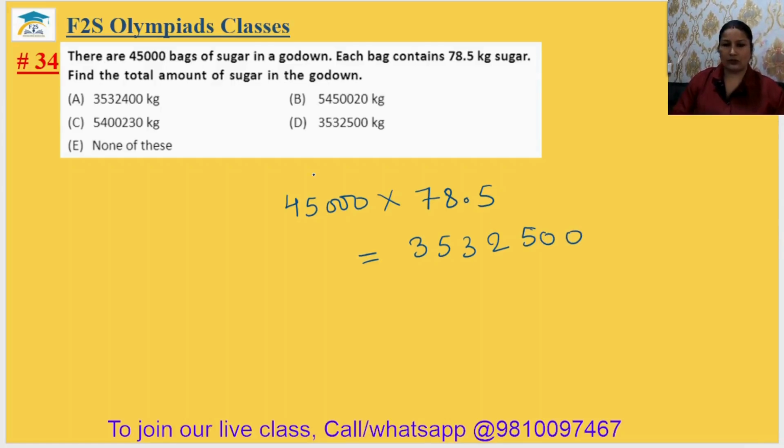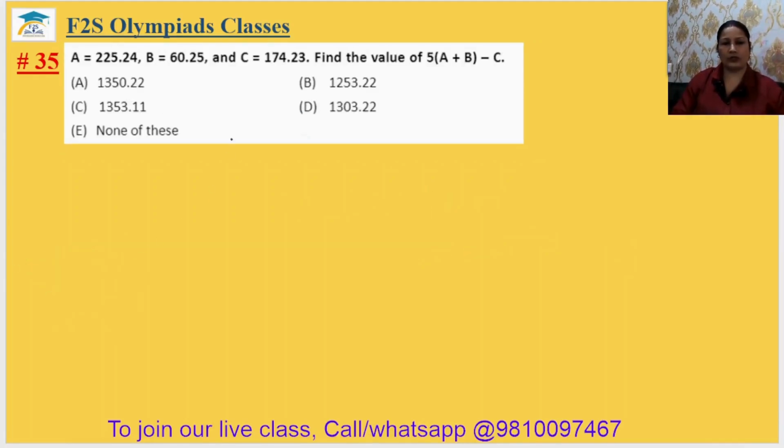3532,500. 34th answer will be D. 34 D. To question number 35. A equal to this, B equal to this, C equal to this. We have to find 5 into A plus B minus C. So first find A plus B.